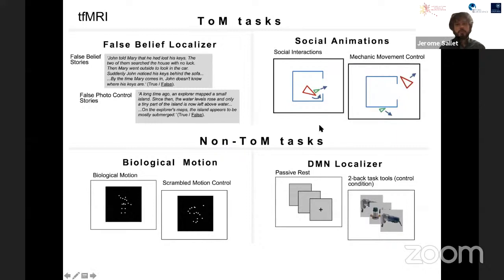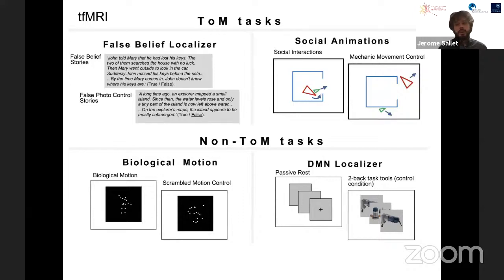There are some non-ToM tasks, the biological motion, so just dots that are moving around in a biologically friendly way, or scrambled dot motions, and then a default mode network localizer. The default mode network is a set of brain regions that have often been linked to the social brain, and they are regions that are more active when the subject is at rest compared to when he is performing a cognitive task, for instance here, a working memory task.